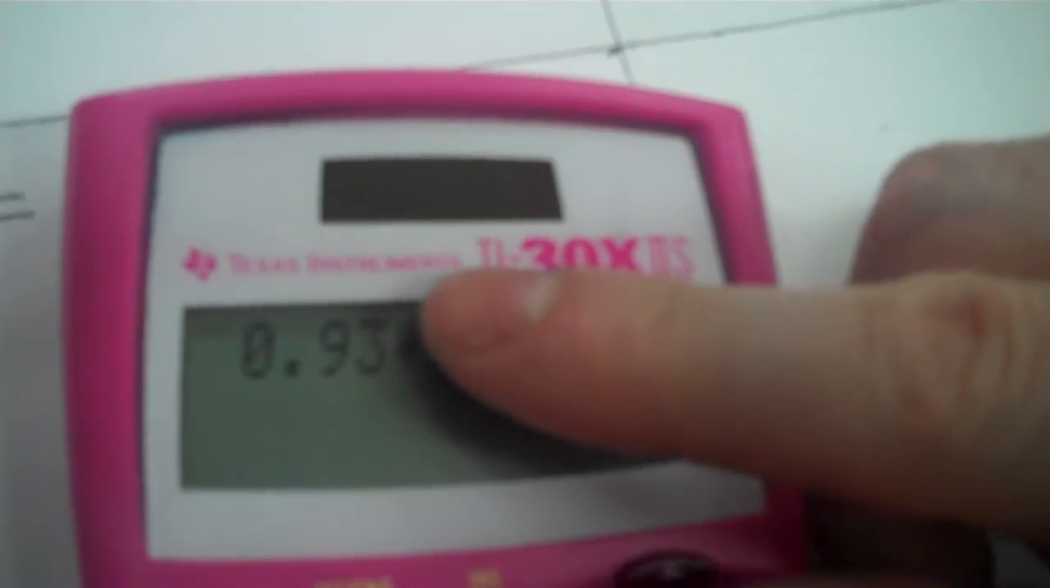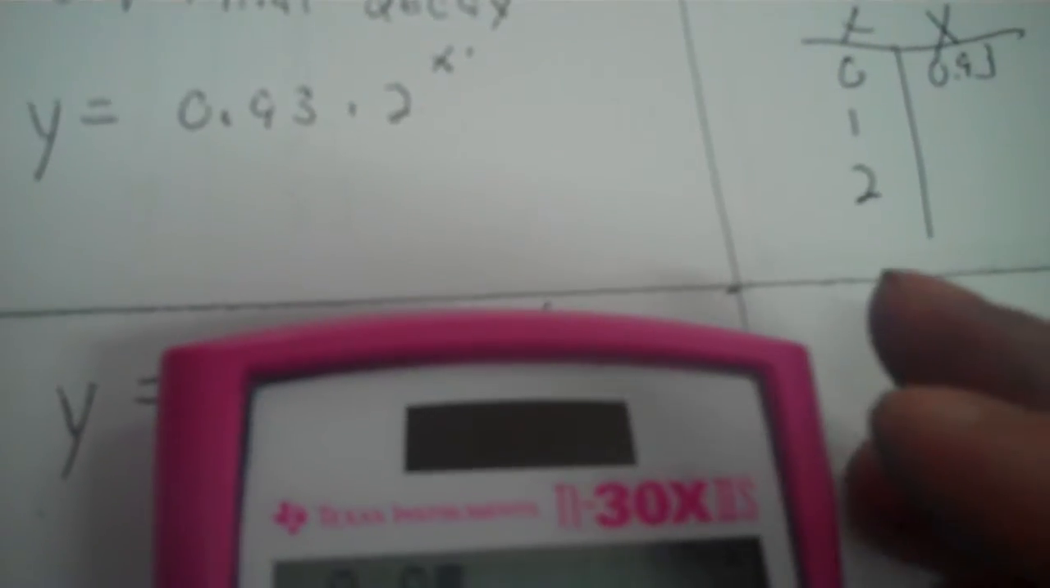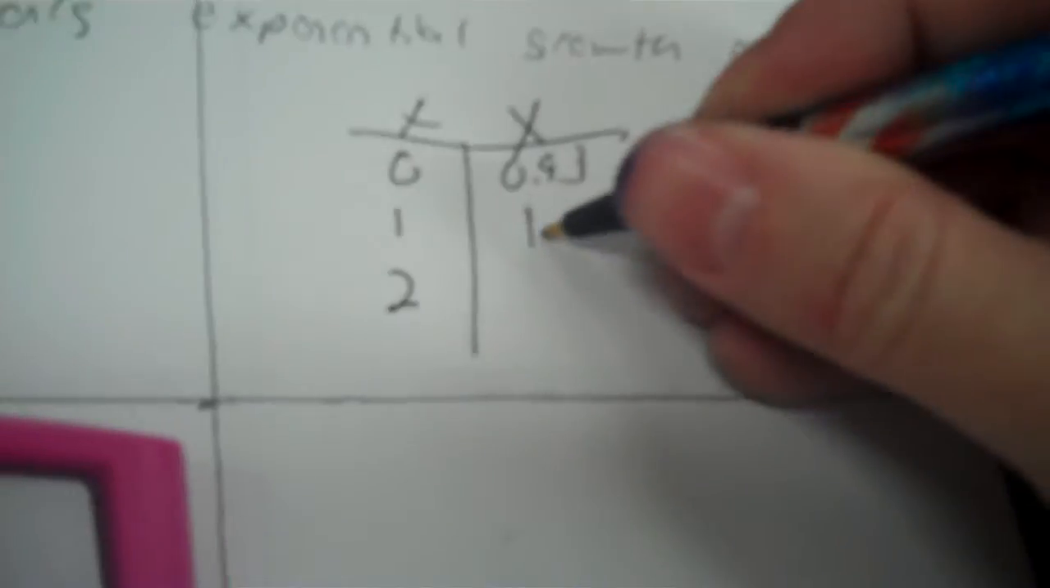So let's take 0.93 times 2 to the power of 0. It's going to be 0.93 when I hit equals because 2 to the 0 power is 1. Anything to the 0 power is 1. So that's a 1. And then what's 0.93 times 1? It's 0.93. Now, let's go 0.93 times 2 to the power of 1. So 2 to the first is 2. Now it's 0.93 times 2, which is 1.86.